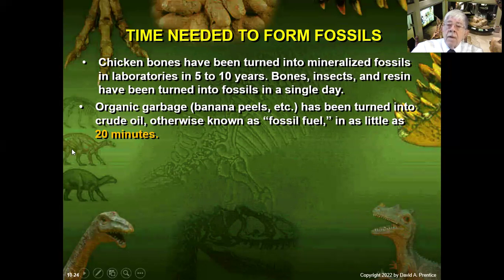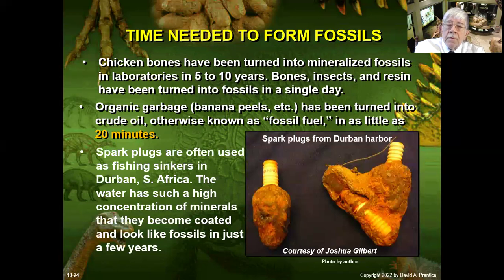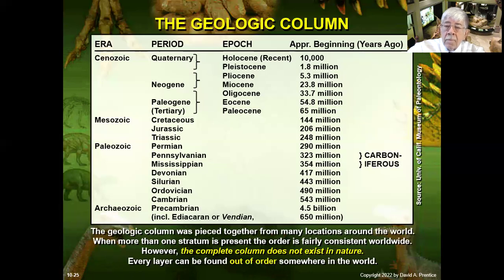And then I showed you the picture of the spark plugs. Those are often used as fishing sinkers. It has such a high concentration of minerals. They can become coated with minerals and look like fossils in just a few years. So where do we find this geologic column? Nowhere. It's pieced together from many locations around the world. When more than one stratum is present, the order is fairly consistent worldwide, but you don't find the whole thing anywhere. Every layer can be found out of order somewhere in the world.